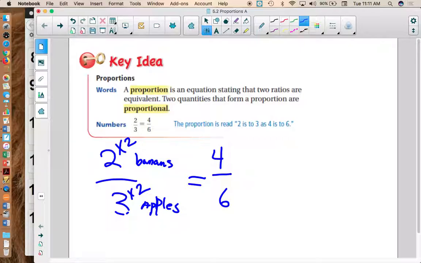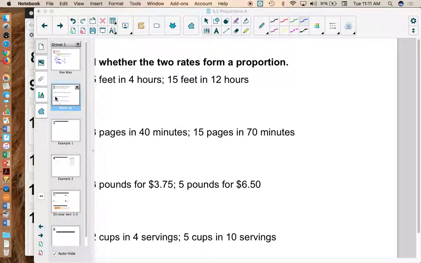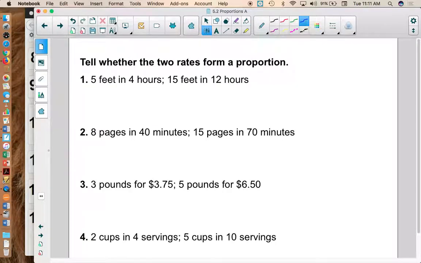Okay? If they are proportional, they're going to be equal. Let's find out. If I have, and here again, make sure you pay attention to the way it's labeled. I want feet to hours. So if I have 5 feet to 4 hours, the question is, is that equal to 15 feet every 12 hours? That is the question. Is it equal or is it not?